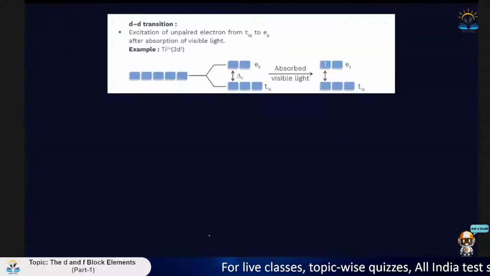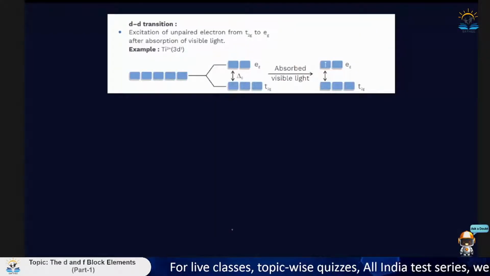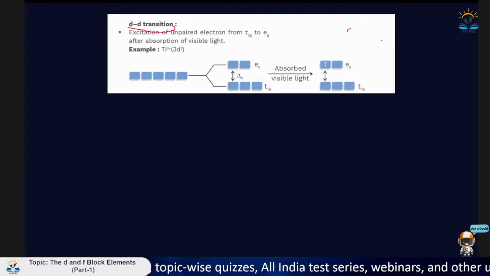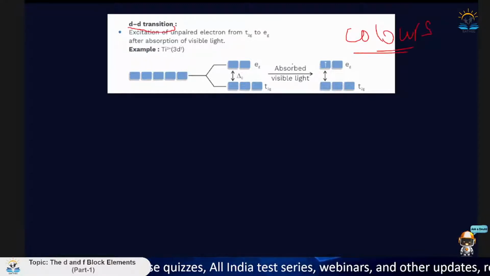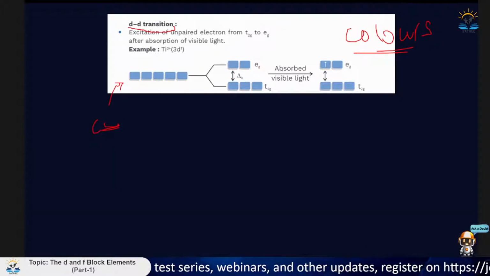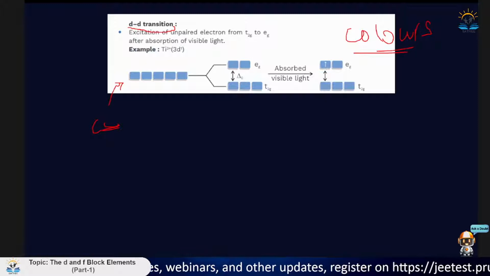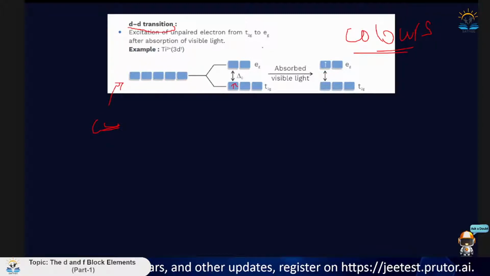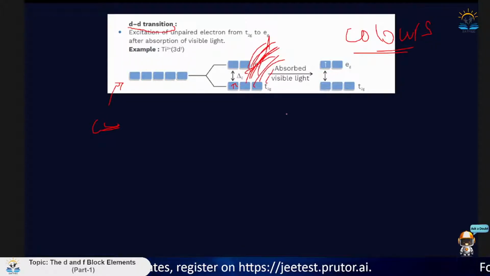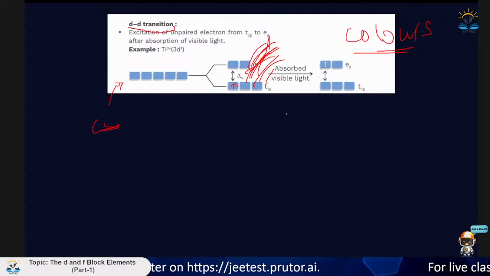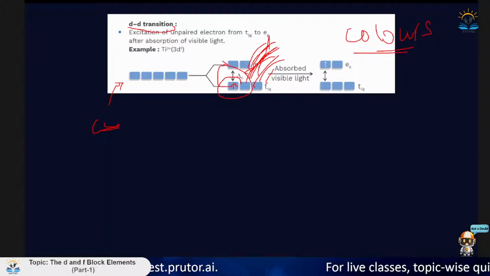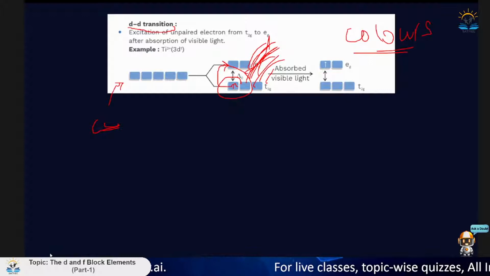Now, how does the color work? It's here that we use a concept called d-d transition for the colors in transition elements. We know this from complex compounds. Suppose we have an electron over here, and this electron absorbs some form of energy from the spectrum. That excites this electron, and it goes into a higher state. Are you there with me, friends?